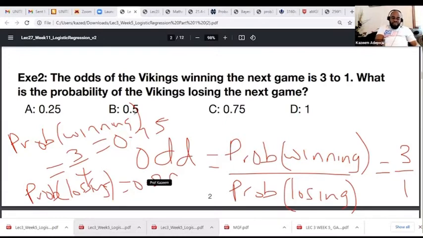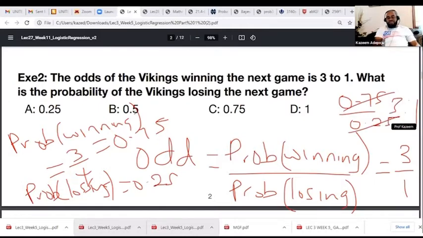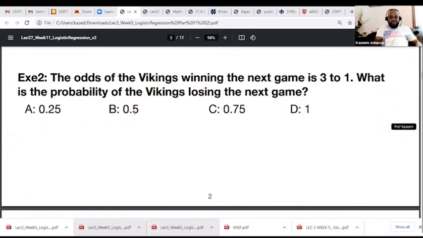So take a look at that. If you have 0.75 to 0.25, that was what gave us 3-1. So I just wanted you to see the relationship between the odds ratio and probability.